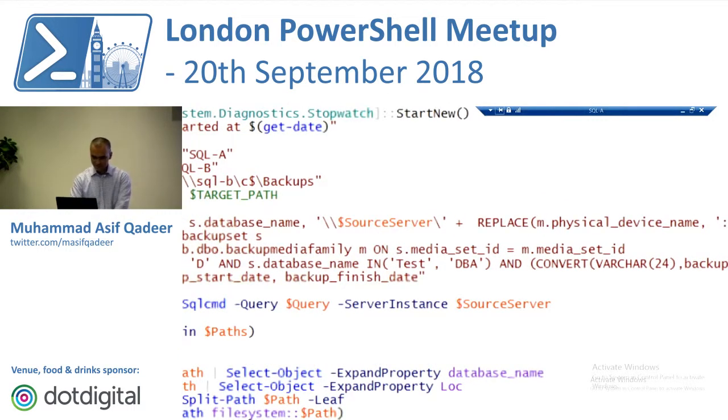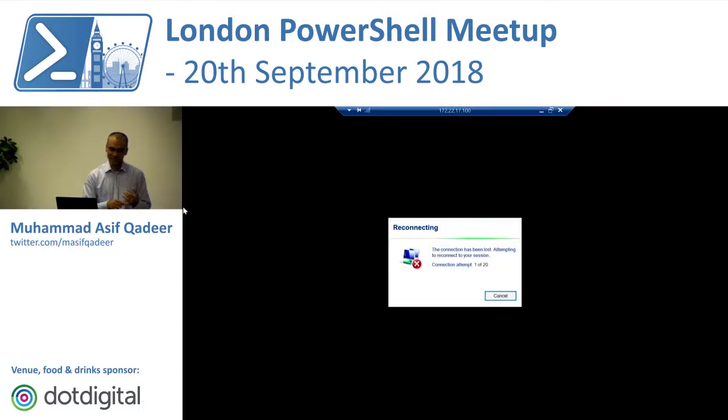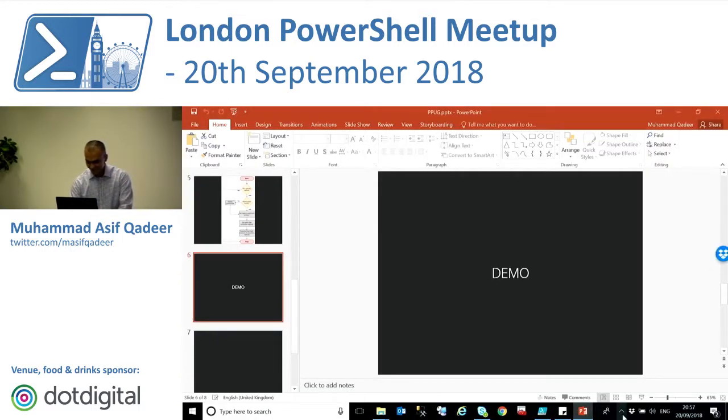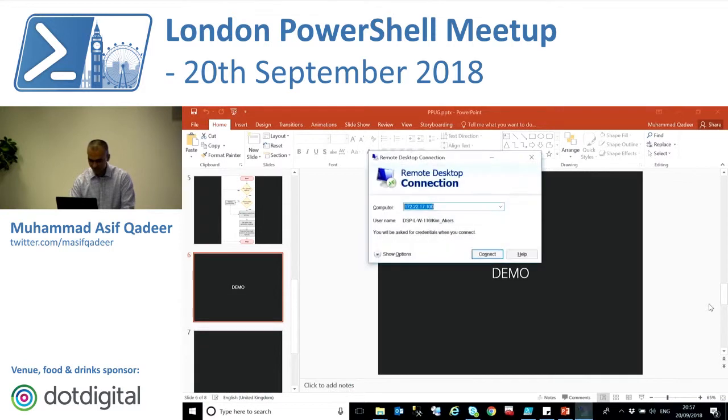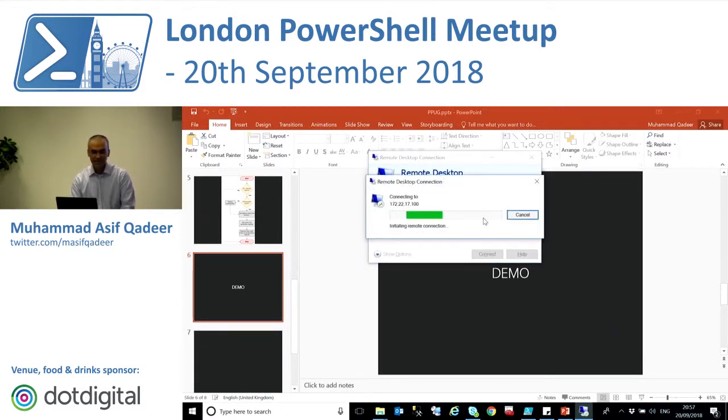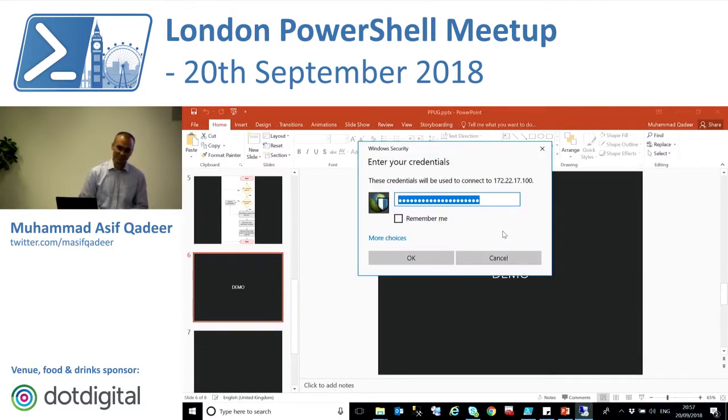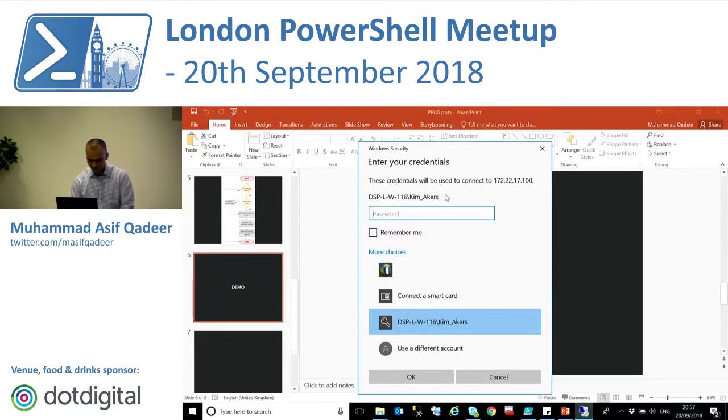So for this demo, I've just filtered for 2 databases, test and DBA. For them, I put that it shouldn't bring the system DBs. It should bring everything except system databases like master and those 4 DBs. It should take those out, and the rest of them it should bring.